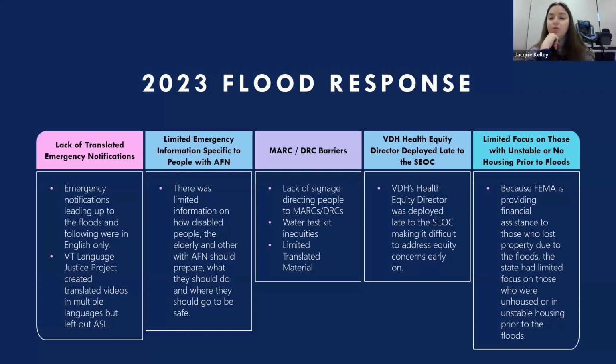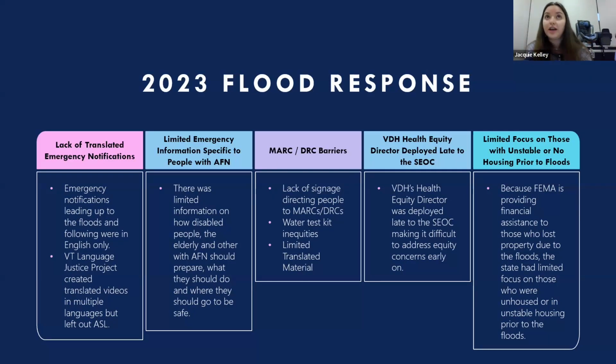So people distributing test kits really needed to go through the form and tell people this is where you fill it out and this is what each section is. So it wasn't easily accessible for a lot of people. And then there was limited translated material on our tables.